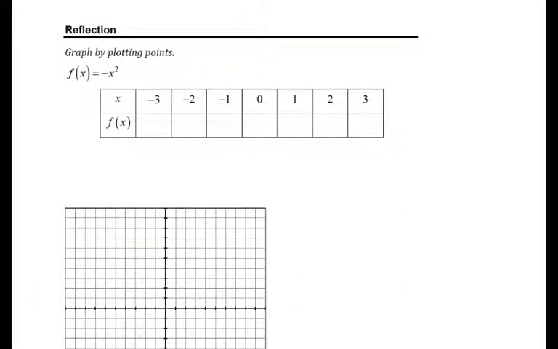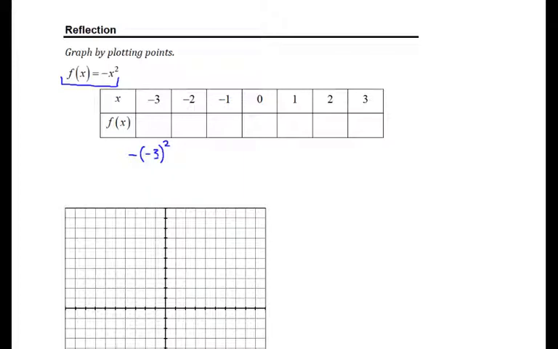A reflection is a kind of transformation of a quadratic function. To see what a reflection is, we're going to start by graphing this function f of x equals minus x squared by plotting points. Plugging each of these values for x in, we would get something like this, the minus from the function, then we get the -3 in parentheses, then we square.